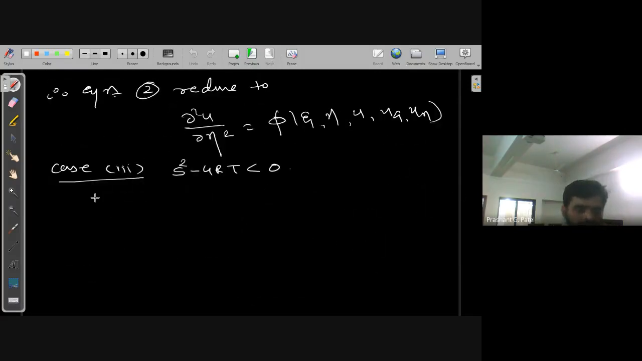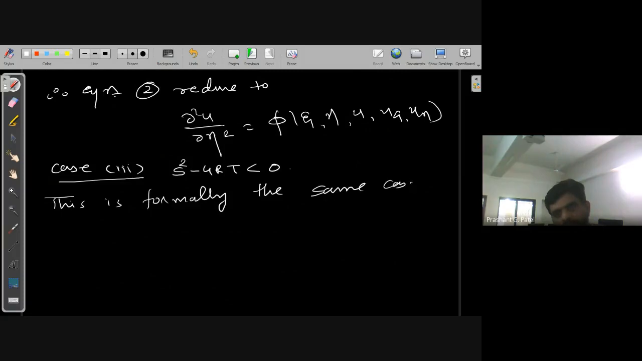So we'll say that this is formally the same case as case 1. However, here the roots are complex. So we have complex roots here.